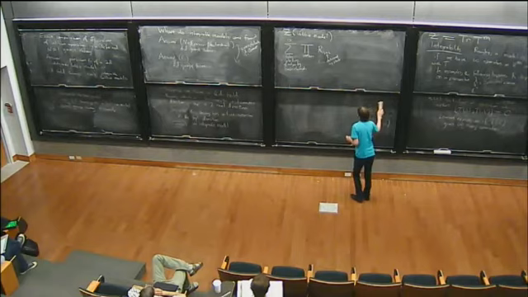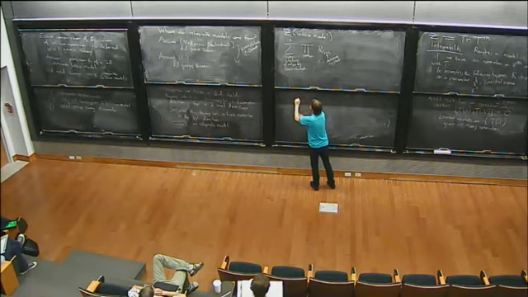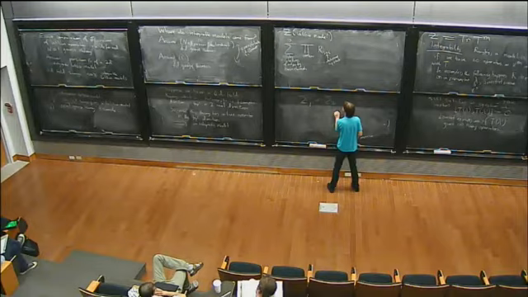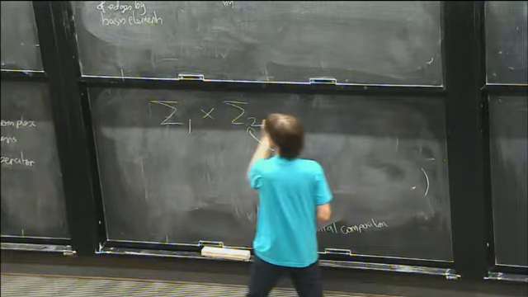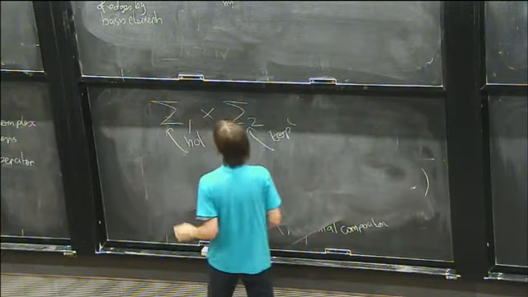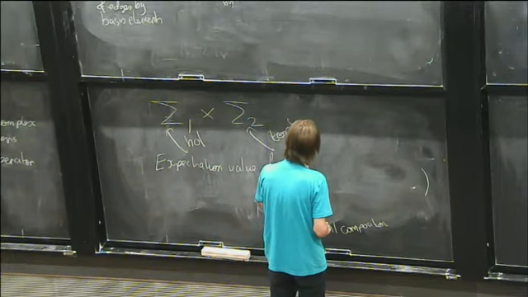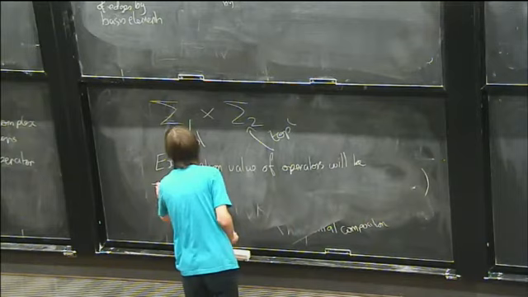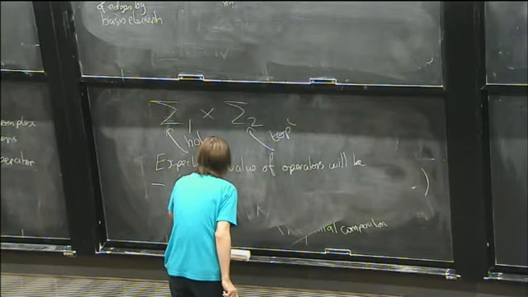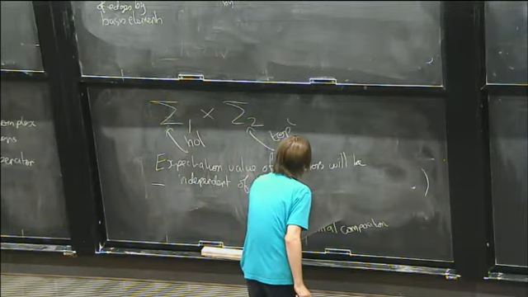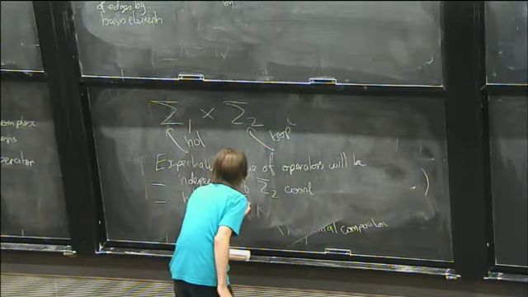suppose I consider the theory on a product of two surfaces, sigma 1 cross sigma 2. And this is the topological direction. This is the holomorphic. Then the expectation value of operators will be independent of position on sigma 2, but holomorphic with respect to sigma 1 position.